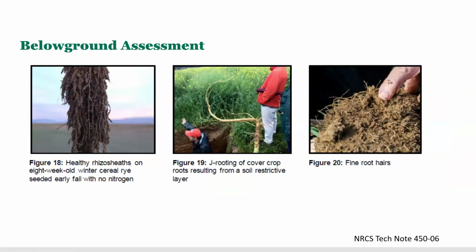Looking at the roots, right? Super easy. How do they look? Are they growing vigorously? Are there a lot of them? Are they covered in rhizosheaths like you see to the left? In the middle, you see that it's growing sideways, probably not good. What do the roots look like? That's a simple thing to do.